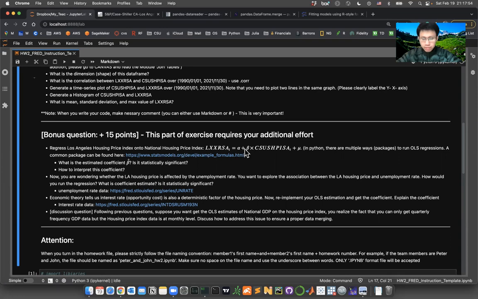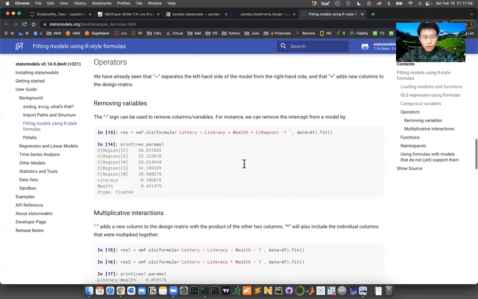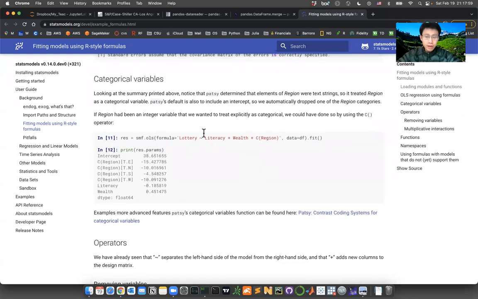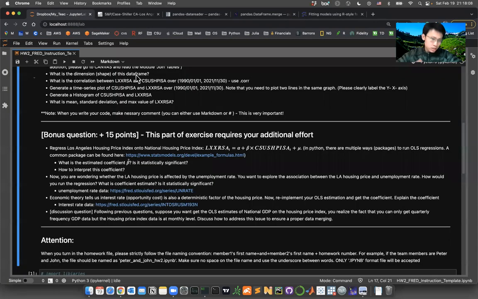In Python, I posted a link. Please go over the web page. But don't worry, we will go over this in the second half of the semester. I want you to develop your independent learning skills, so please go over the link I've given so that you know the right way to run the regression in the Python environment.